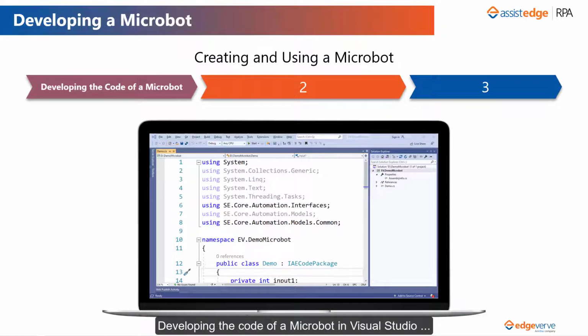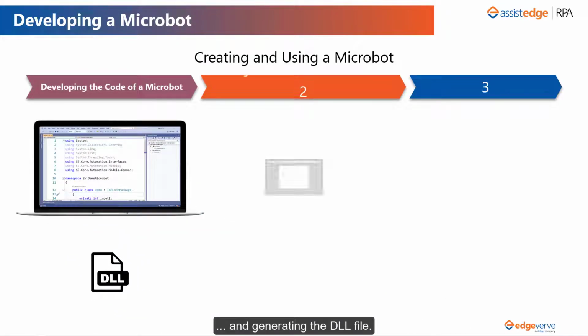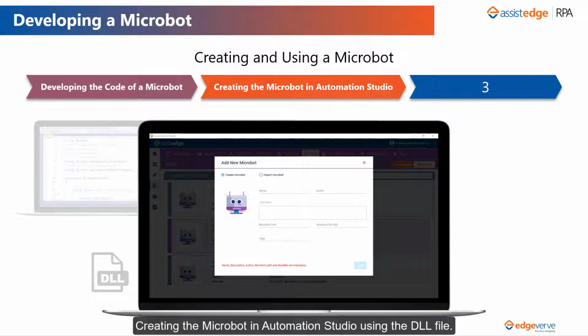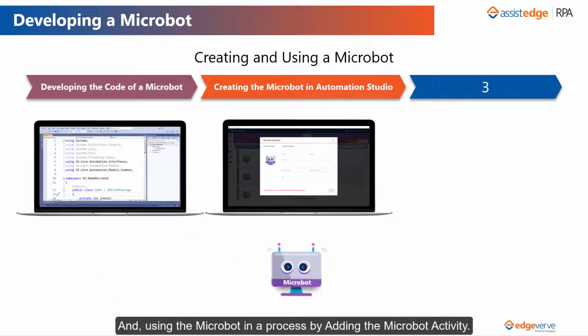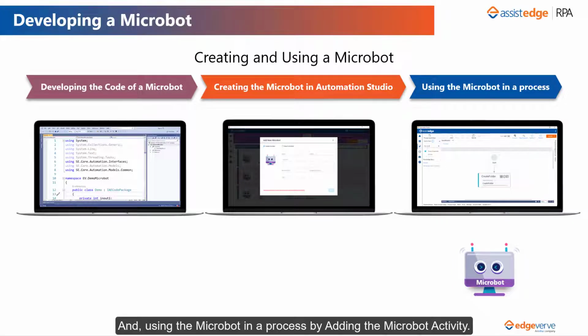Developing the code of a microbot in Visual Studio and generating the DLL file. Creating the microbot in Automation Studio using the DLL file. And using the microbot in a process by adding the microbot activity.